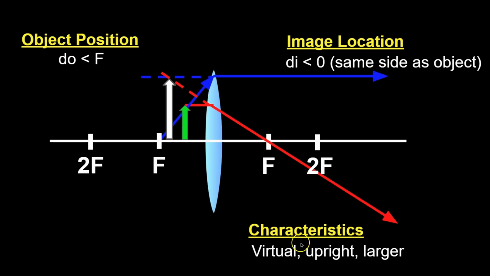And here are the characteristics. It's virtual. What does that mean? Well, what that means is that the rays do not actually meet at this location. When our eyes see these rays, we're going to think that it came from this location, but the light ray didn't really come from this location because it was refracted through the lens, but our brain assumes light travels along a straight path. Also notice that this image is upright and it is larger than our object size.